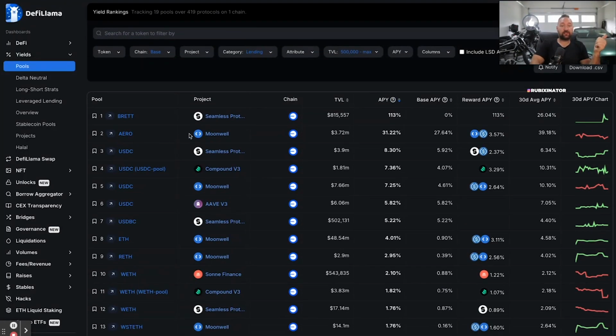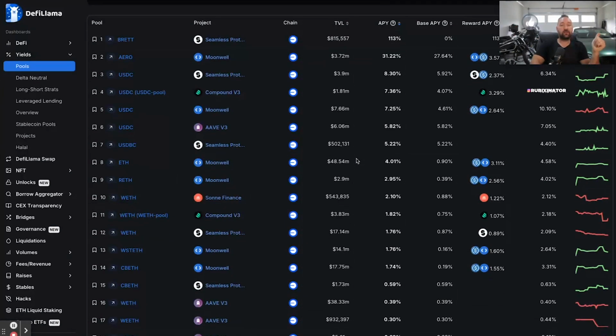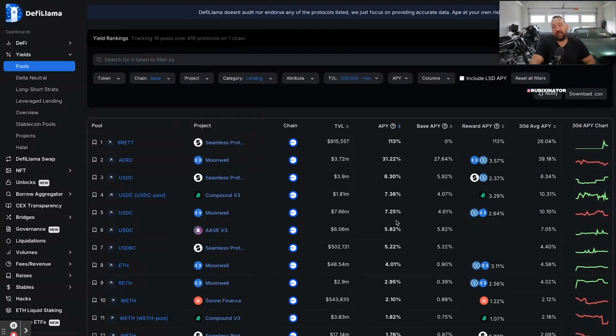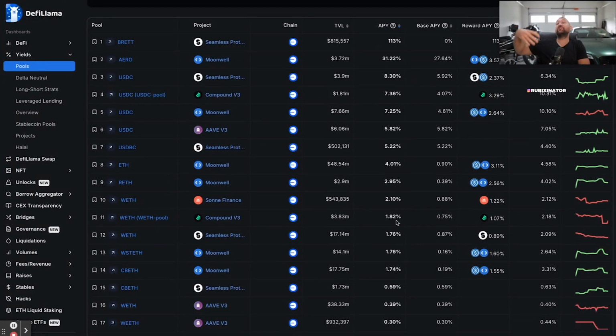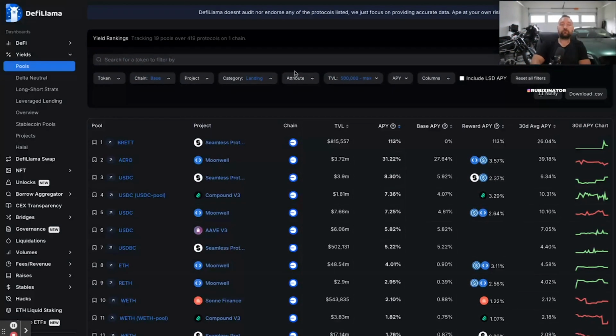Looks like we can get some Arrow on Moonwell at 31%. Super, super awesome. $3.27 million locked. Aave USDC, 5.82%. And everything kind of down from there. Again, if you're sitting on assets long-term, you may want to think about lending them. So hopefully that really, really helps there.